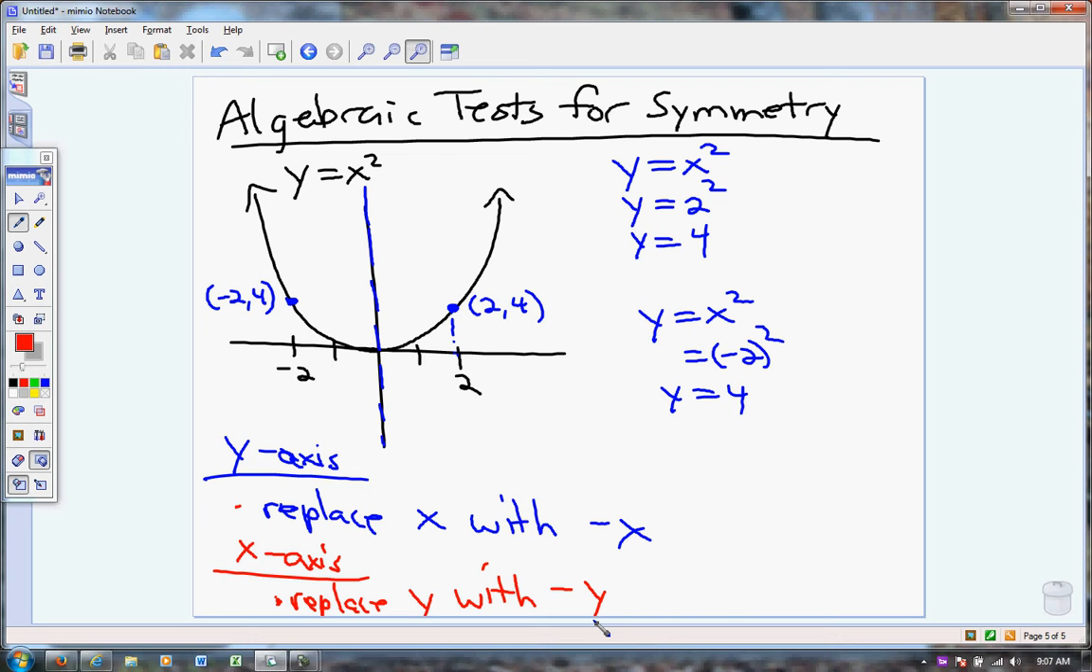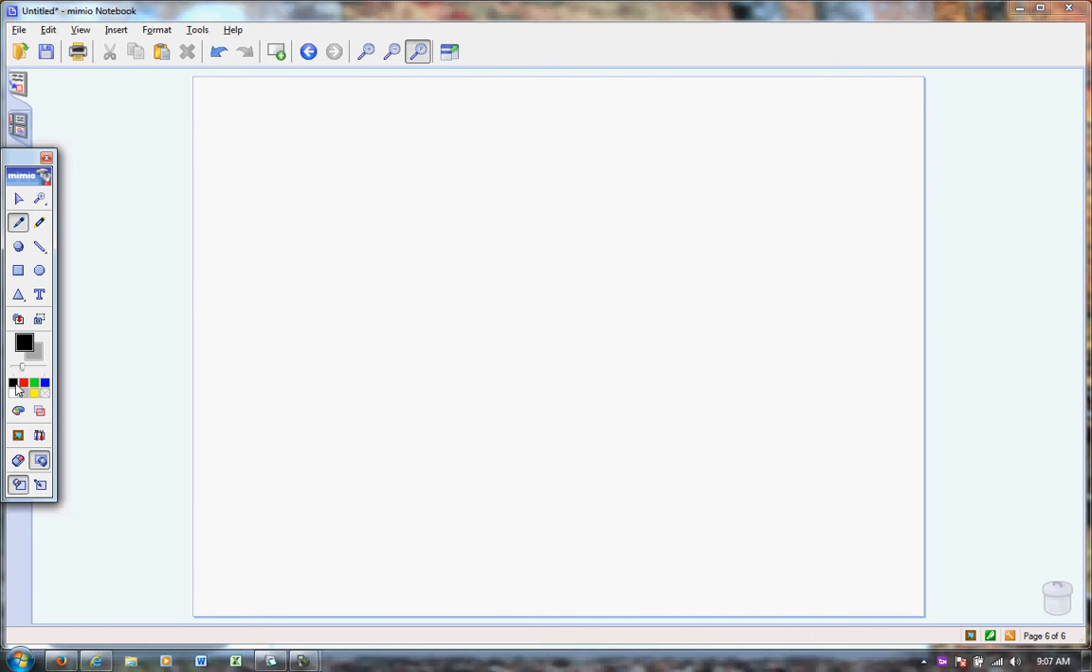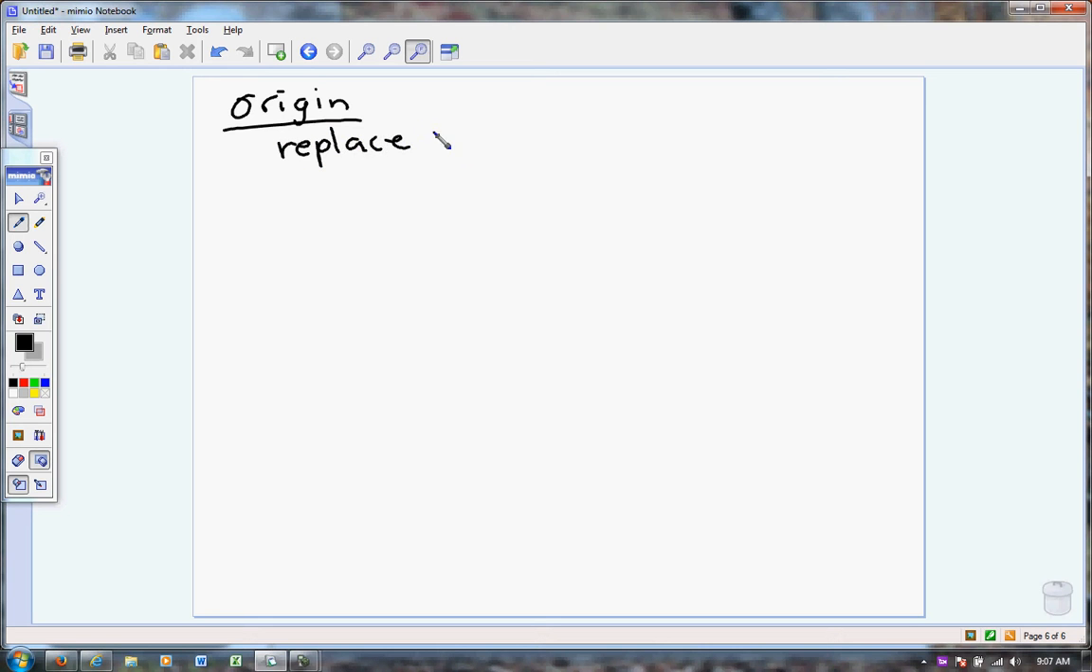Now, how about the origin? The origin's a little bit more squirrely. If I wanted to do the algebraic test for the origin, then I need to replace x with -x and y with -y in the same equation.